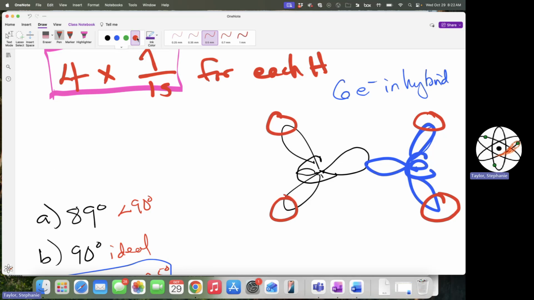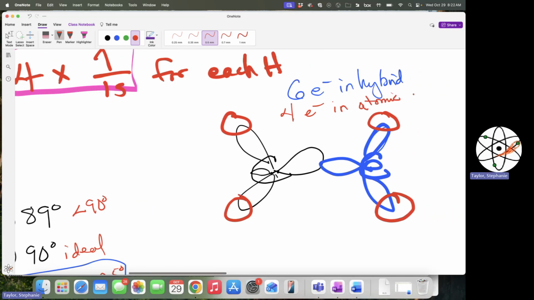And then I have right now shown 4 electrons in unhybridized atomic orbitals from all the hydrogens. But if you'll notice, that's only 6 and 4. That's only 10. I only am showing off my sigma bonds right now. The thing I'm not showing is the pi bond.